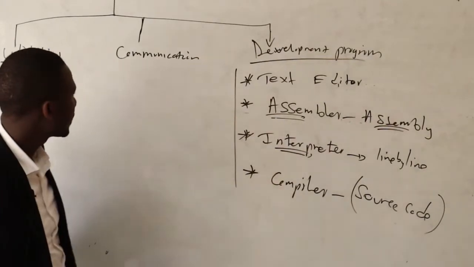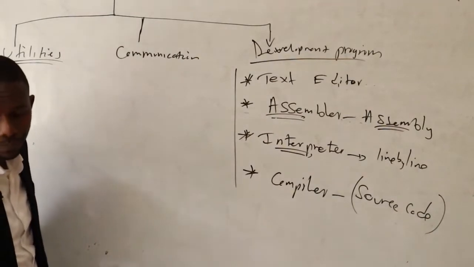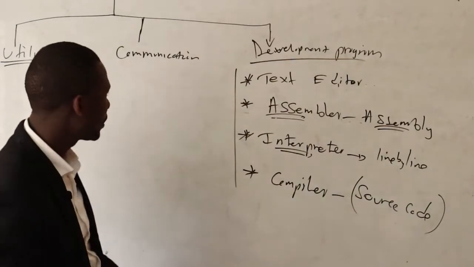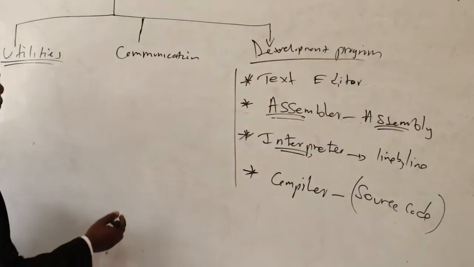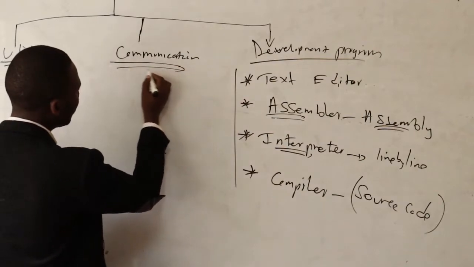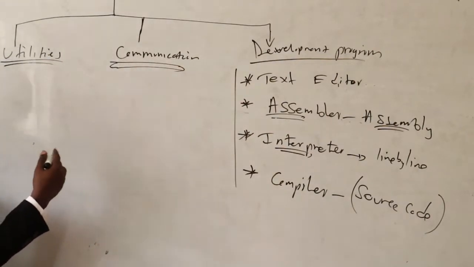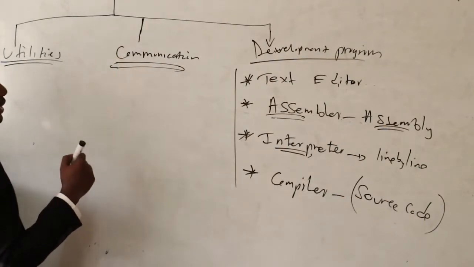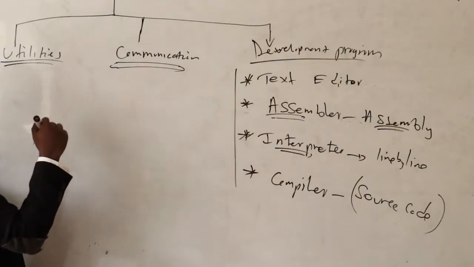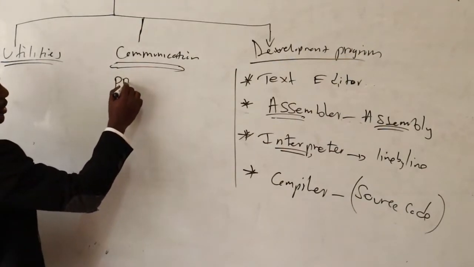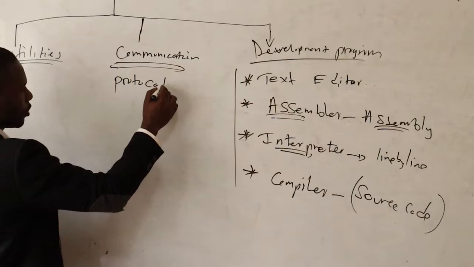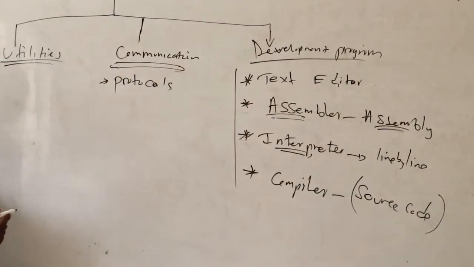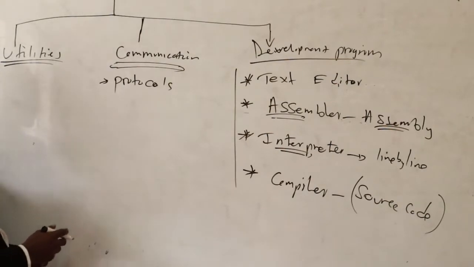The last part is communication software, and this refers to programs that make it possible to transmit data. Apart from the operating system, the operating system has added software in it that allows transmission of data from one machine to the other. These programs we refer to as protocols. We have added software in operating systems that facilitates transmission of data.